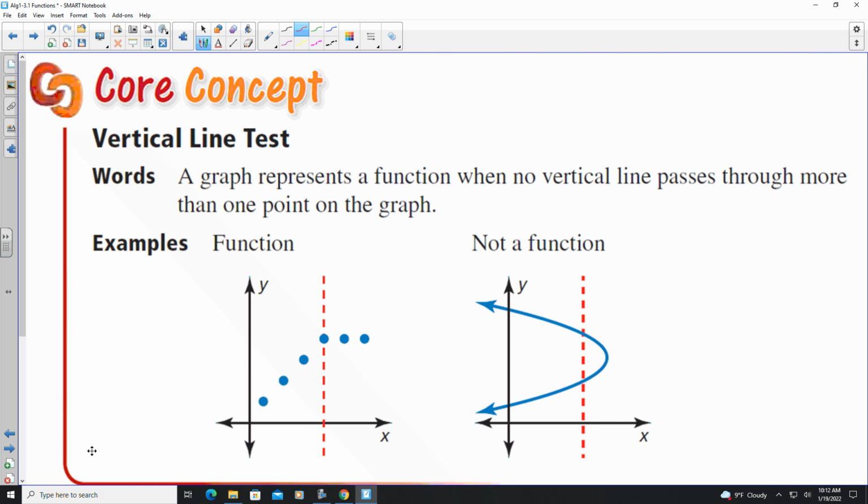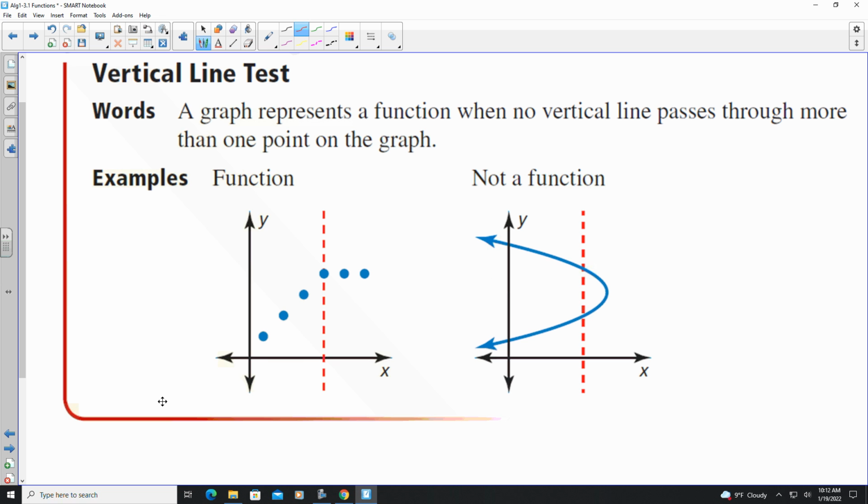Another way of being able to determine if a graph is a function is, does it pass what is called the vertical line test? You could use a ruler or a pencil. In this case, I'm just going to make a vertical line myself. And at any point, if you notice it hits that vertical line at more than one spot, you can then say that that particular relation is not a function.